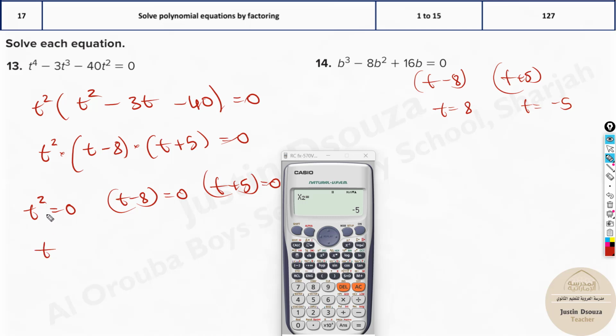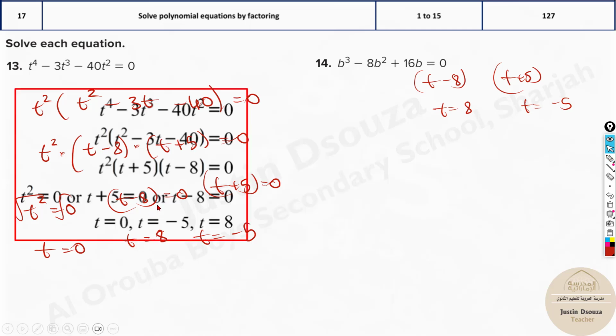So we solve it up. If t square is 0, t is also 0. Square root on both the sides, you get 0 itself. This is t equals 0. Now here, take this to the other side, it's plus, it becomes minus, it becomes plus 8. That's also possible. And lastly, it's minus 5. So this is how we solve this problem. You can see the detailed methods are over here. It's 0, minus 5 and 8.